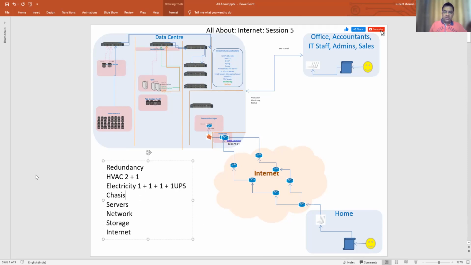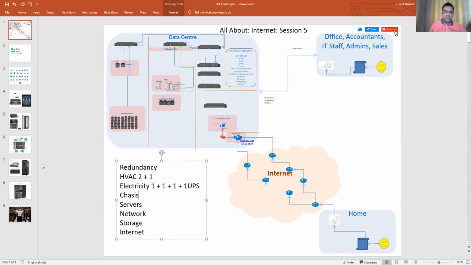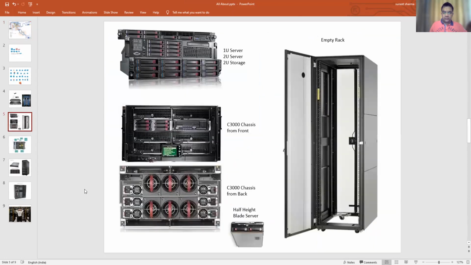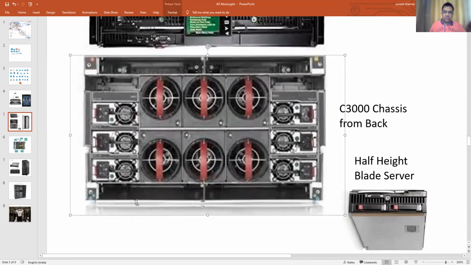Okay, so let me figure out a picture of a chassis. So this is the chassis, okay? And if I zoom into that, this is a small chassis. It is a little blurry, but you will be able to understand. I will explain what it is. First of all, you can see that there are fans, and these are the power supplies, right?